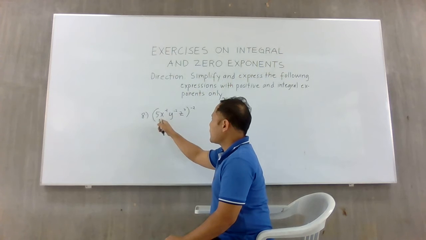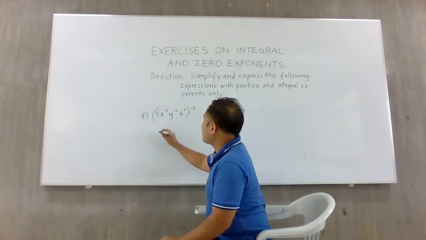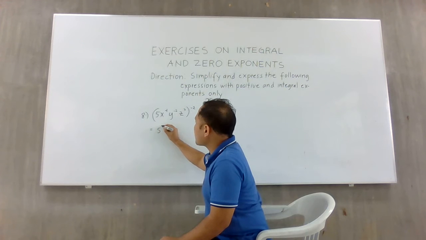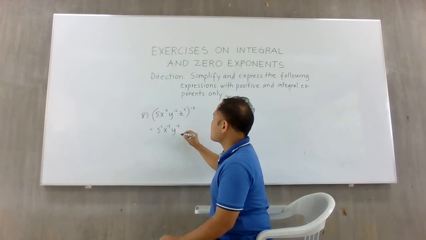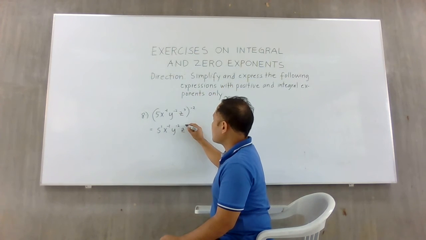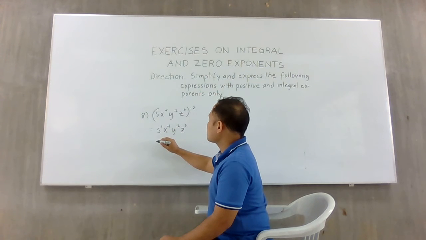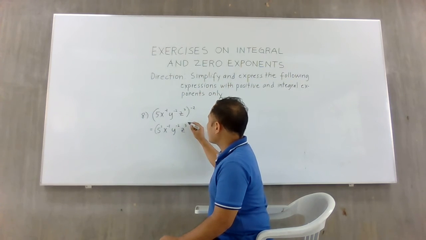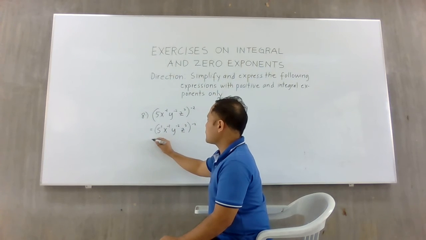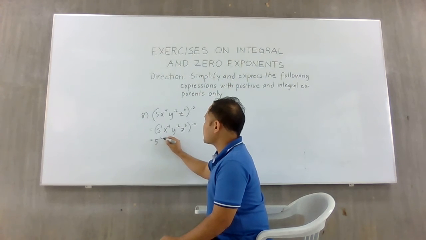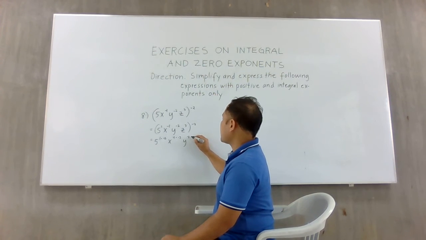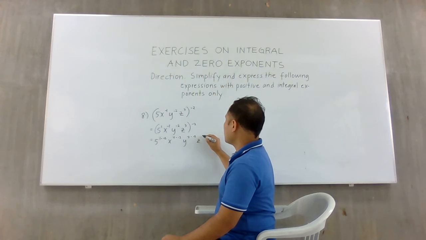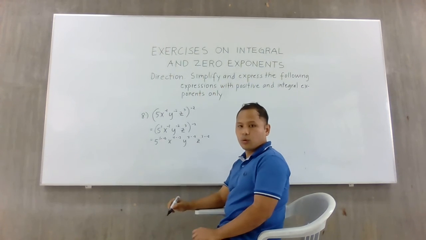Okay, again, the main operation used is multiplication. So 5 is understood to have 1 as exponent, x has already negative 1 as exponent, y has already negative 2 as exponent, z has already 3 as exponent. And then we have to distribute negative 2 to each term. So we have 5, 1 times negative 2, x, negative 1 times negative 2, y, negative 2 times negative 2, z, 3 times negative 2.